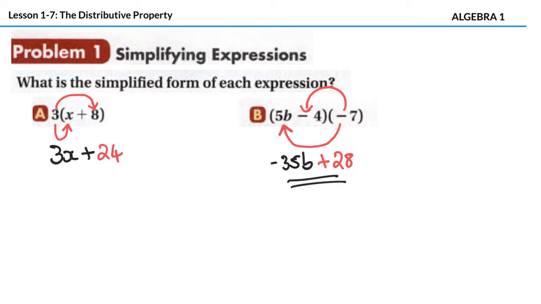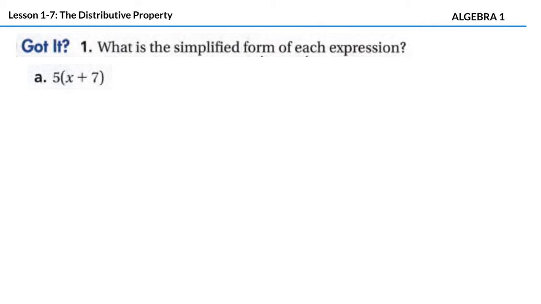So let us see whether you got it or not. You can pause the video and then try it out on your own and then check the answers. So let's go. Try this. What is the simplified form of each expression? 5 times (x plus 7). So multiply the 5 with the x and then multiply the 5 with the 7. So 5 times x is 5x plus 7 times 5 is 35. That was pretty easy. Let's try another one.